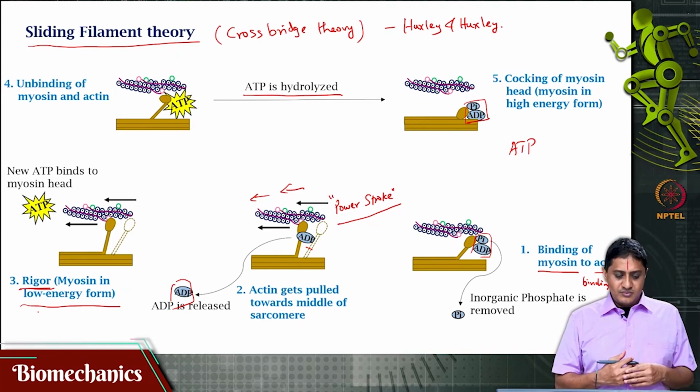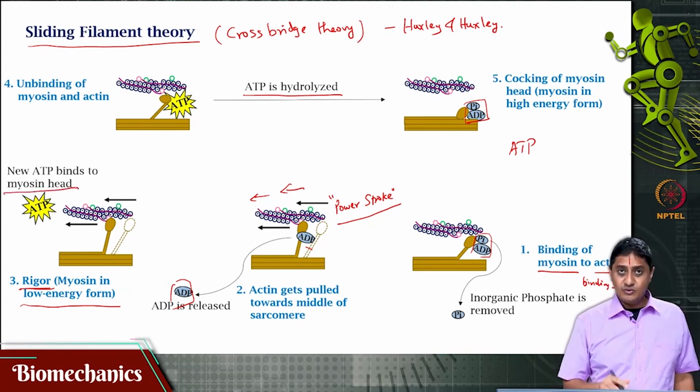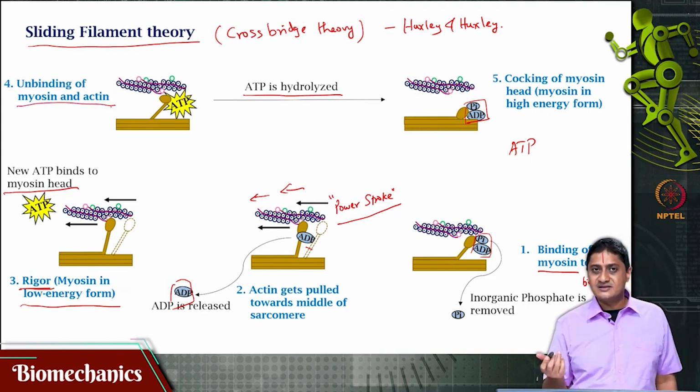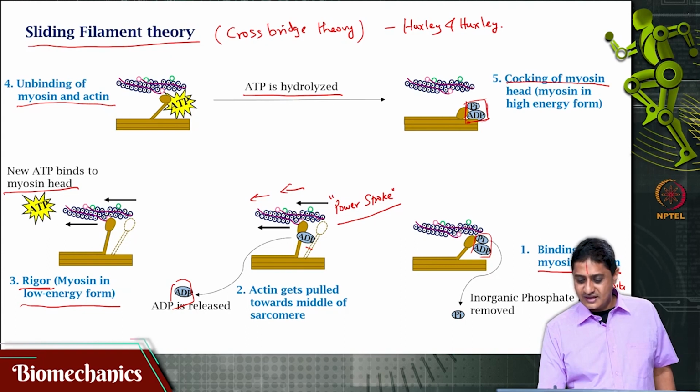Now new ATP binds to the myosin head. Once new ATP is binding to the myosin head, myosin releases itself from the actin binding site. Unbinding of myosin and actin happens. Then ATP is hydrolyzed to ADP plus P. Once ATP is hydrolyzed, it is present as ADP and P.